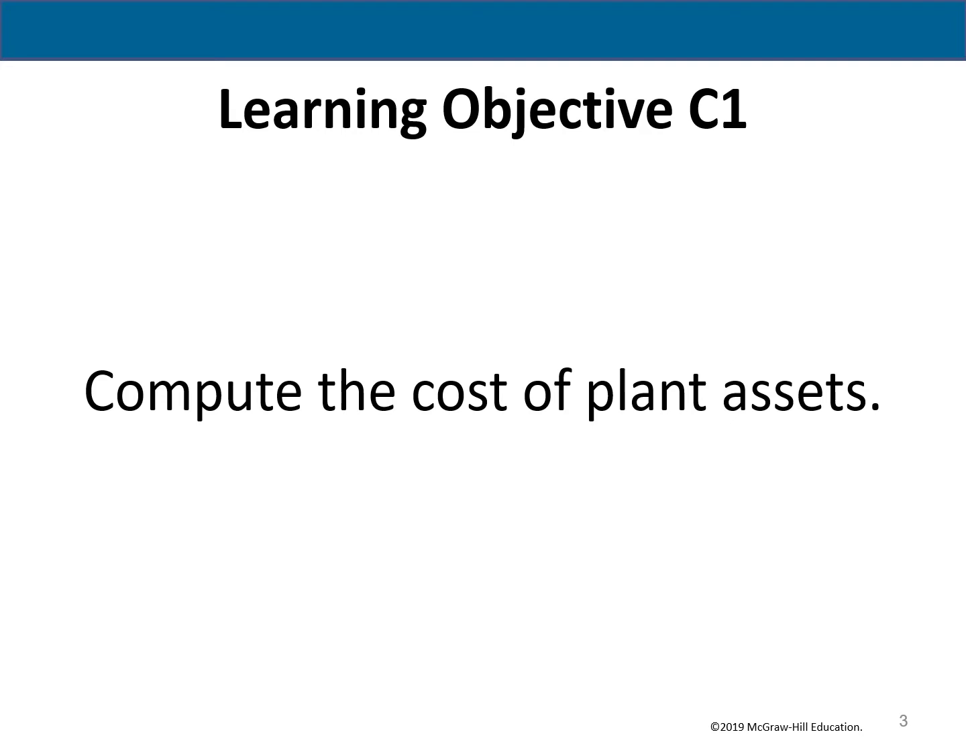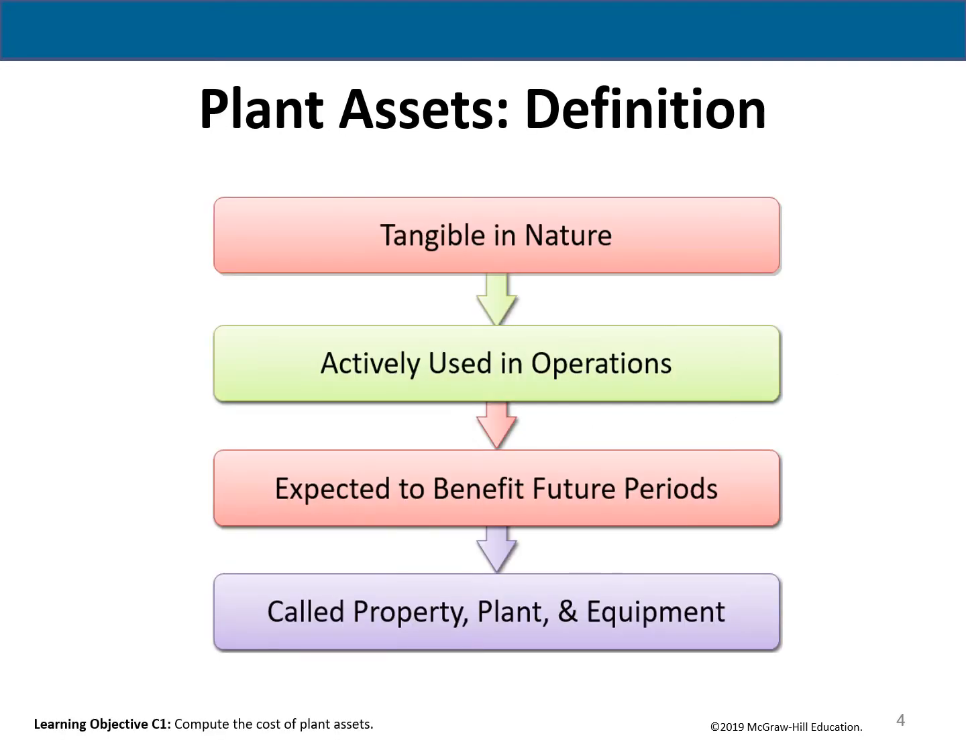So let's look at our first learning objective, which is computing the cost of a plant asset. Now remember, plant assets by definition are tangible. You could see them, you could feel them. They're actively used in the operation. So it's not an asset you buy like a piece of land and it just sits there. You're using it. You have your building on it. You're using it as a parking lot. It's expected to benefit you in the future. So it's just not going to be used this year, but in future periods as well. And sometimes we call it property, plant, and equipment.